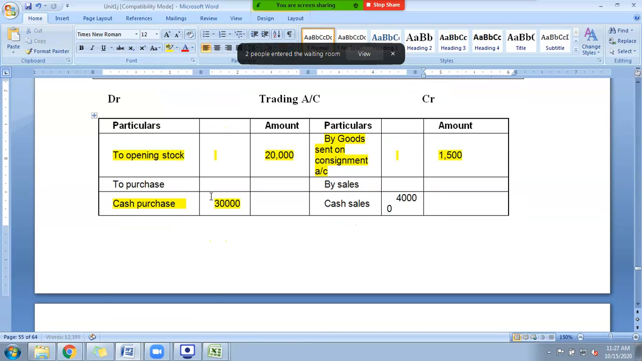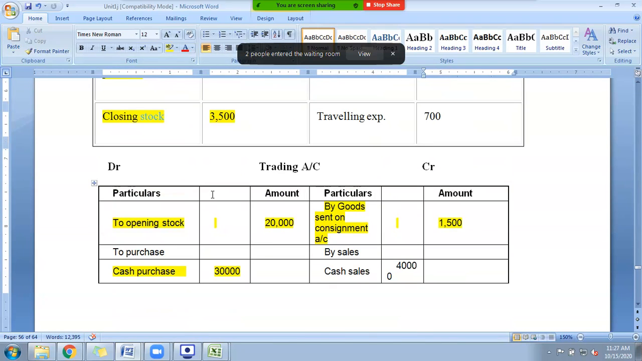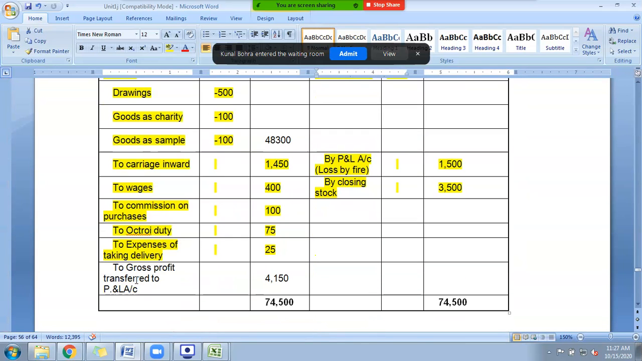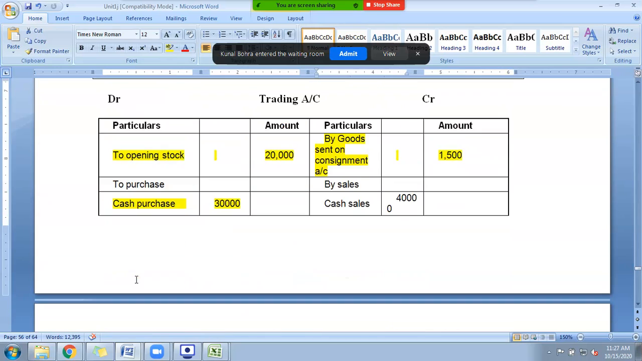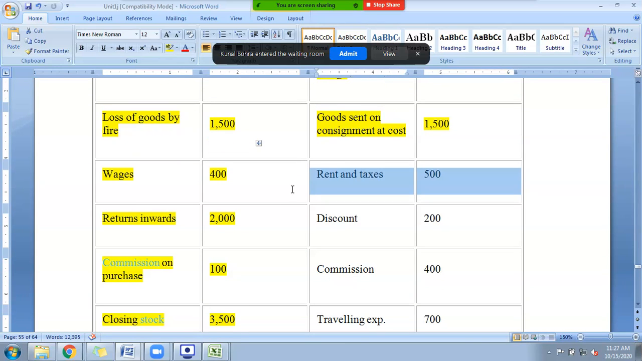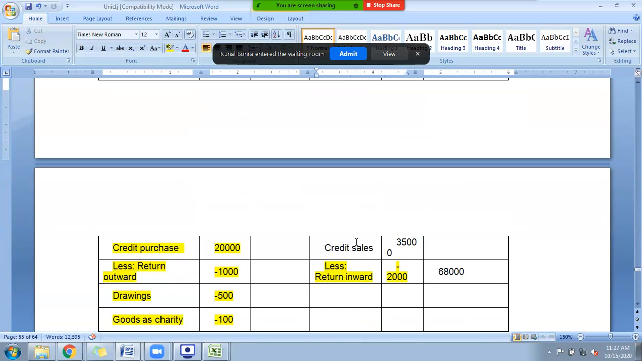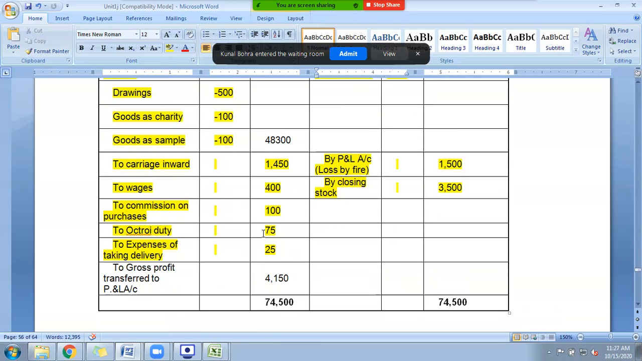Rent and taxes 500 rupees. We are not sure whether it is factory rent or office rent. Is that clear? If it is a factory rent, that is coming under trading account. So here they haven't taken rent into account because it is an office rent. Office rent we will not vouch in factory expenses. Correct? Discount 200 rupees. Clearly, it is not mentioned what type of discount it is. So that is not taken. Clear?